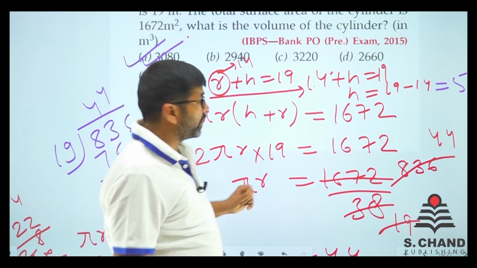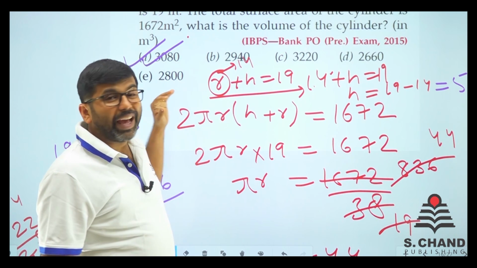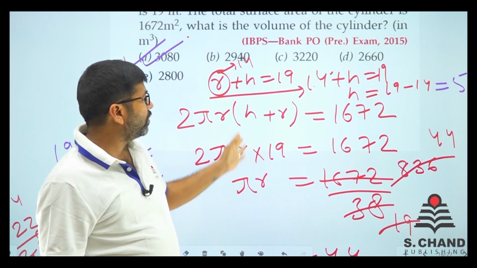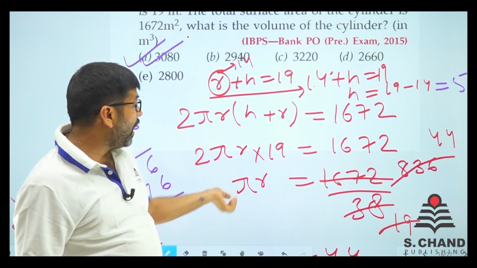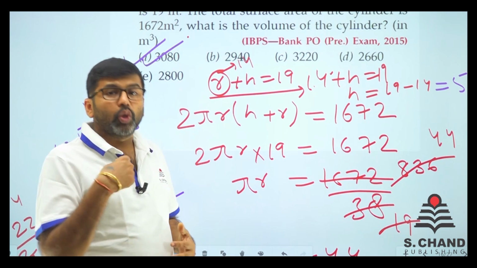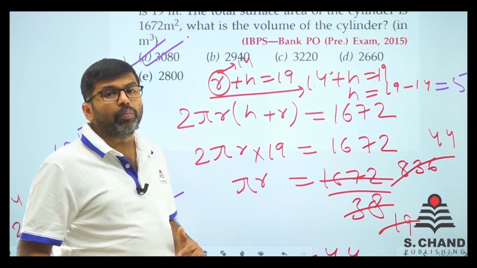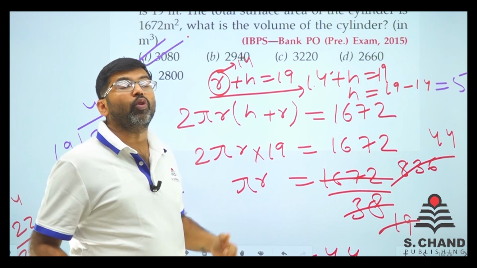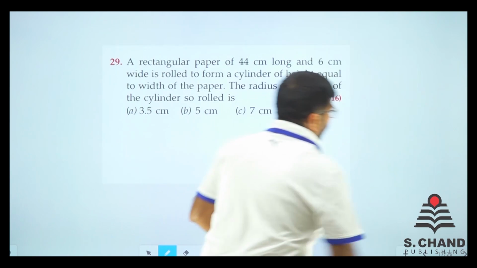So first thing first, you need to calculate r from the r plus h formula. We have got r plus h was given as 19. We found r is equal to 14. Then we put that into the cylinder volume formula and we got the total volume. In a similar way, we need to do more and more questions. Here we go for the next question.